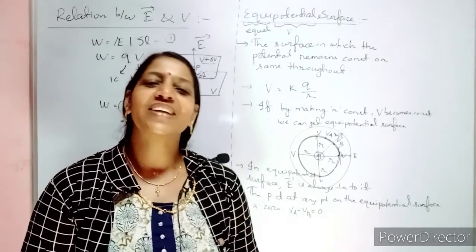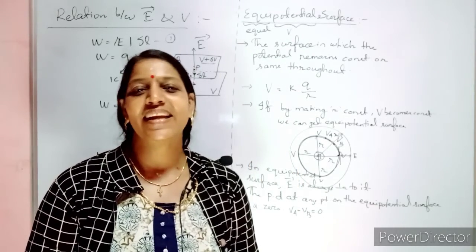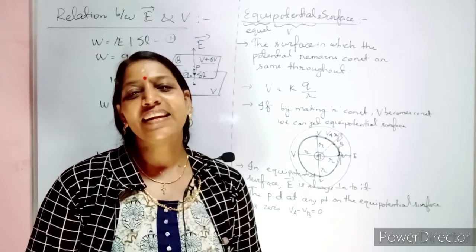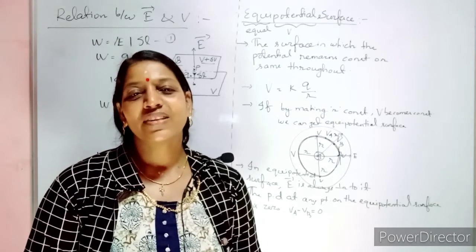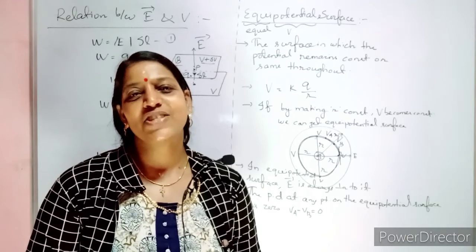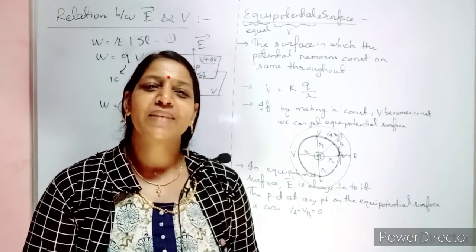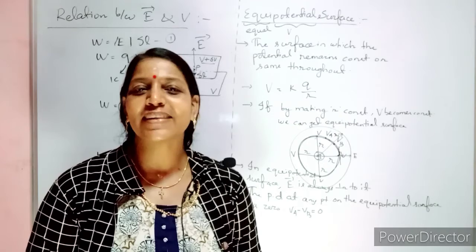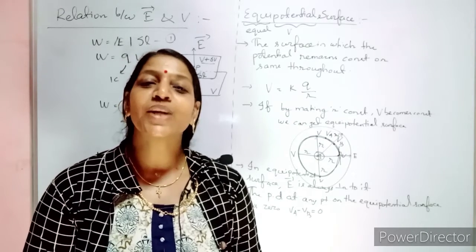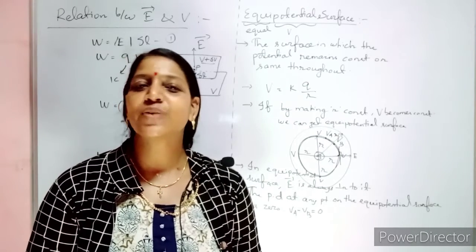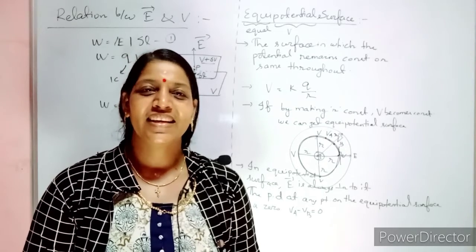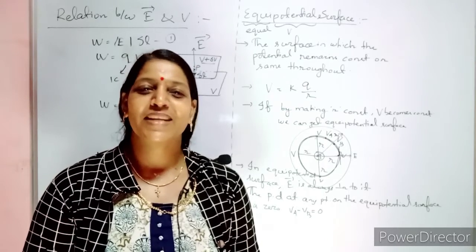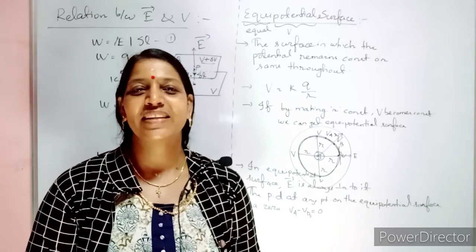Then, coming to the relationship between electric field and electric potential: the electric field is always the negative of the change in potential with respect to displacement, or you can simply say the electric field is the negative of the potential gradient. If they ask what potential gradient is, it is the change in potential with respect to displacement. I hope you get the clarity.